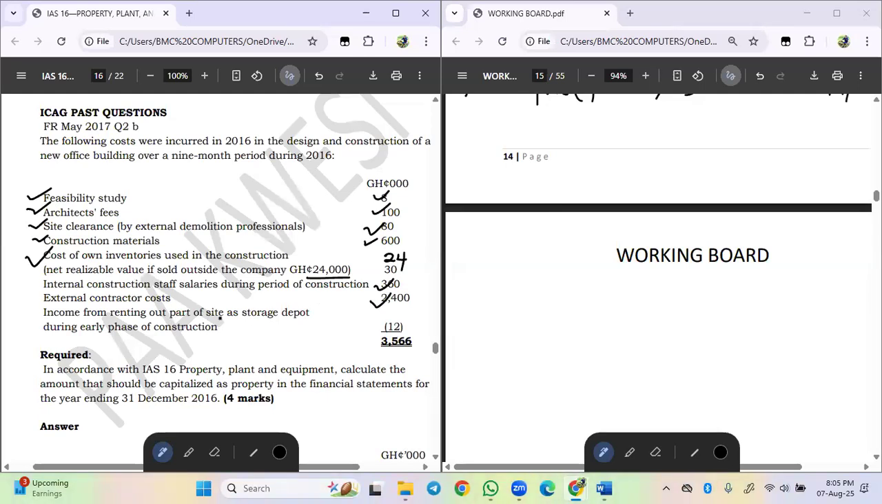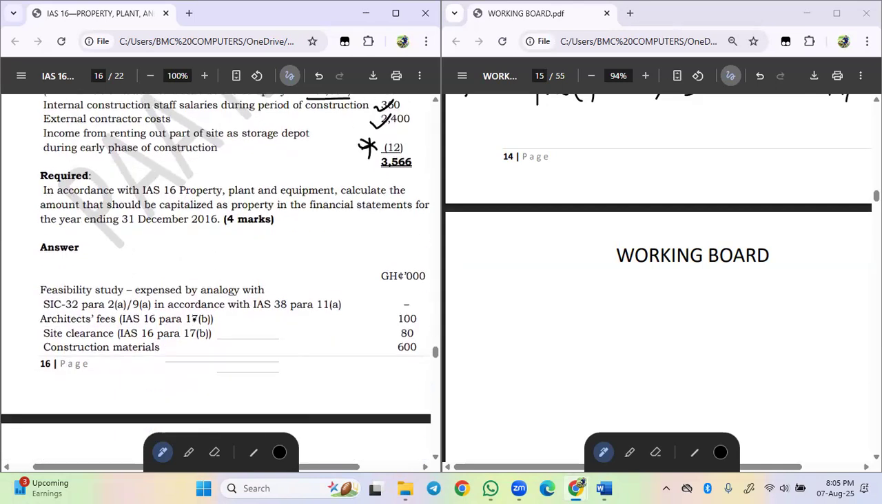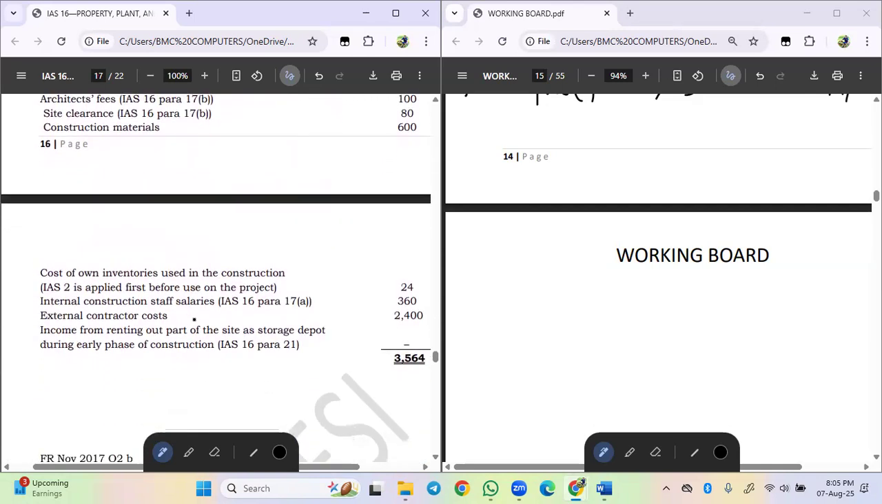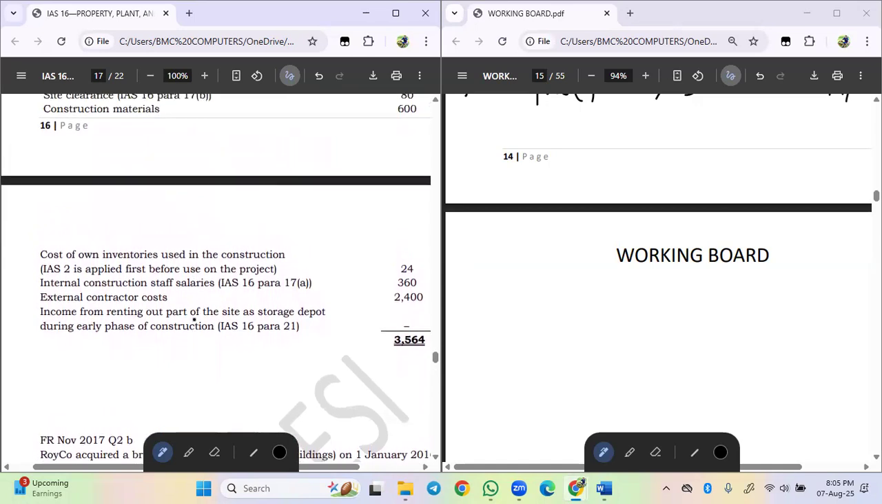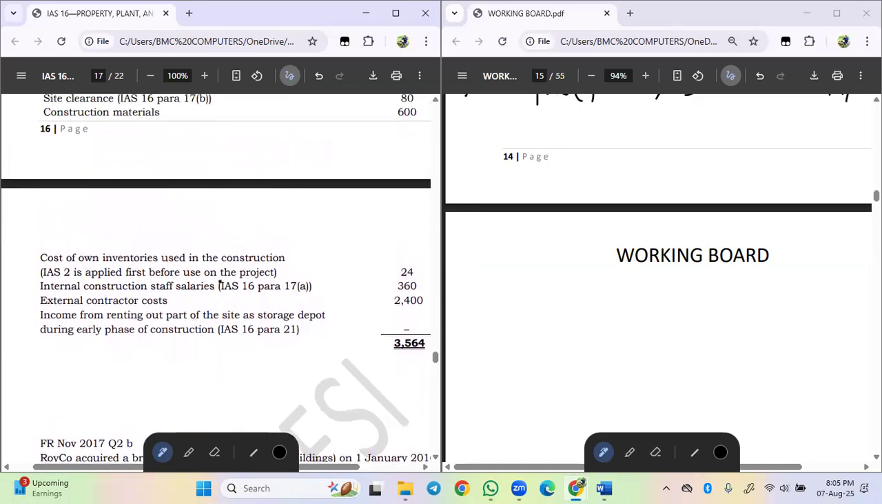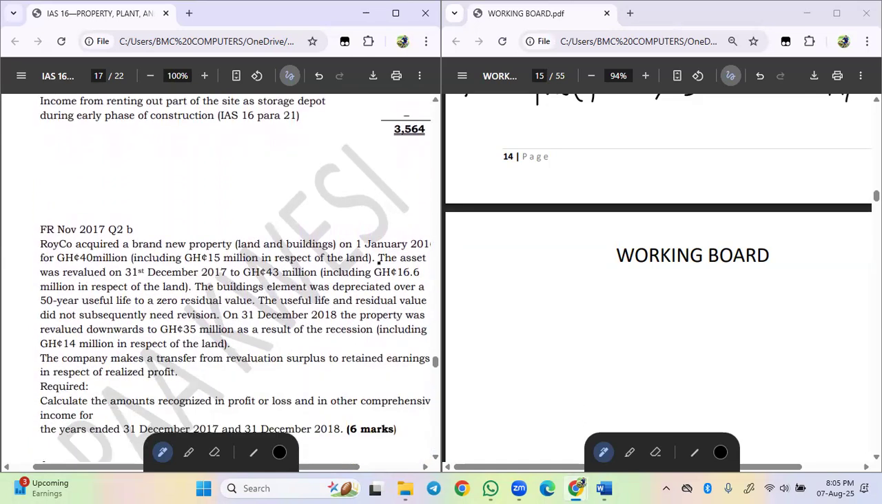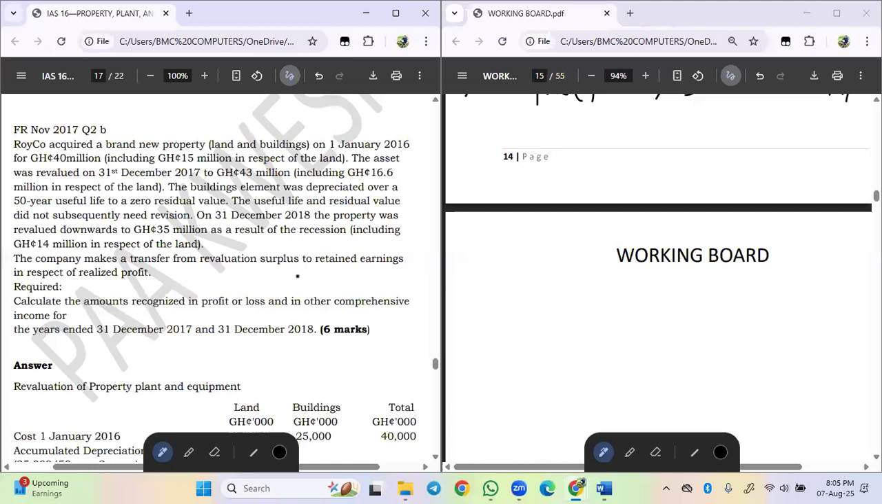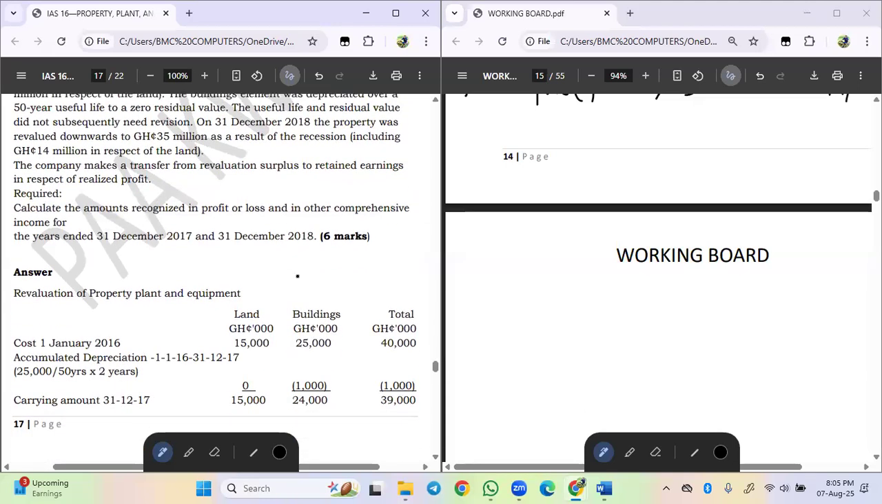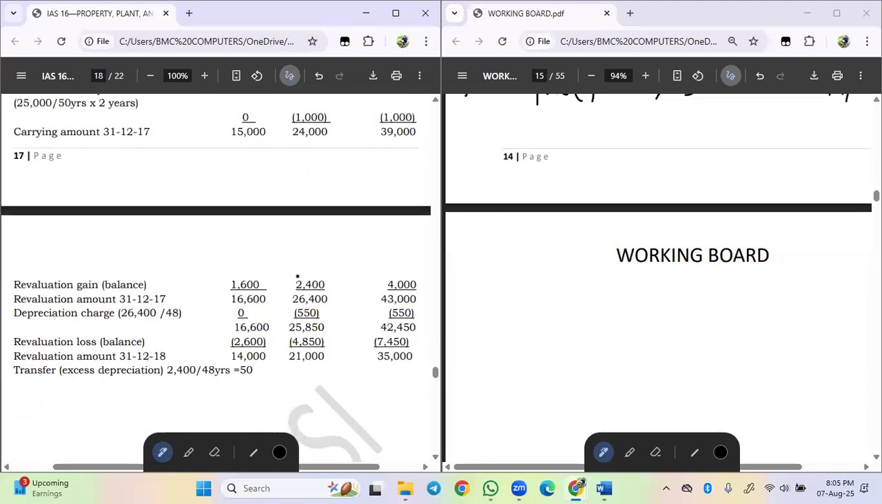Income from renting part of this site as a storage depot or whatever, this one is not part. So we are to determine it. So this is the answer. You see, IAS 2 is applied first before use on the project. So you use the lower of cost and net realizable value, and that was 24,000. And also, this particular question, if you read it well, this is how you are going to treat it.